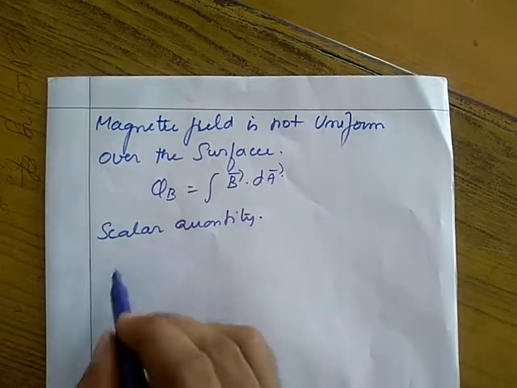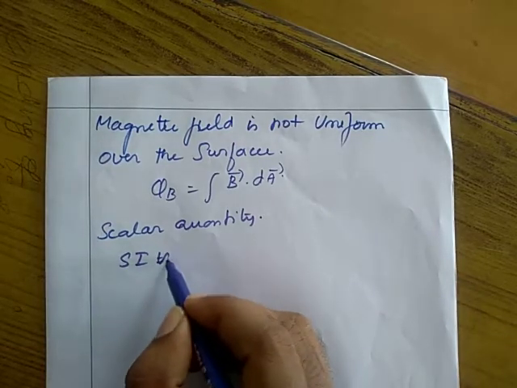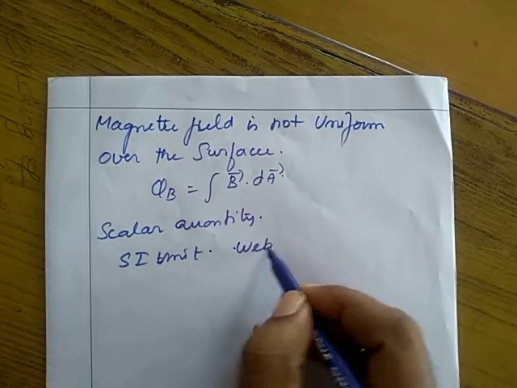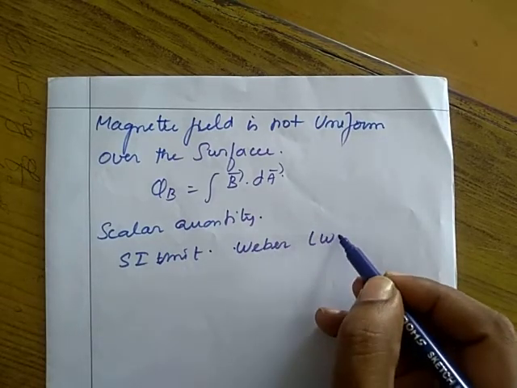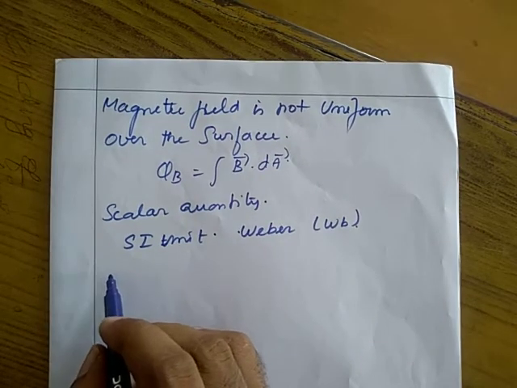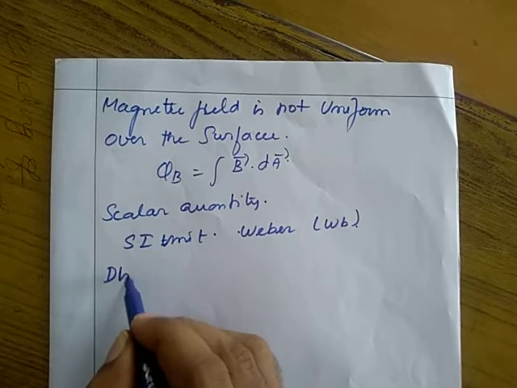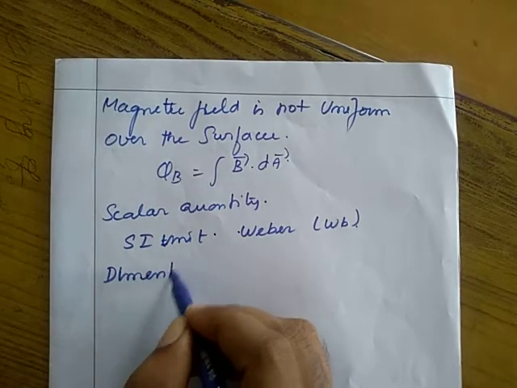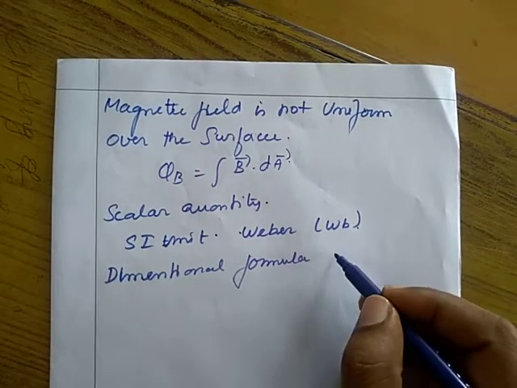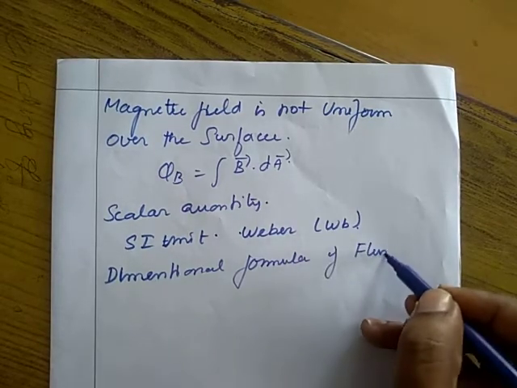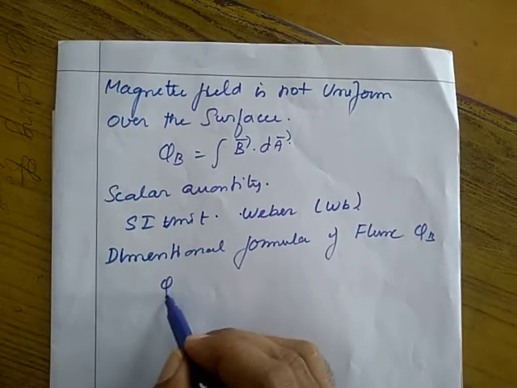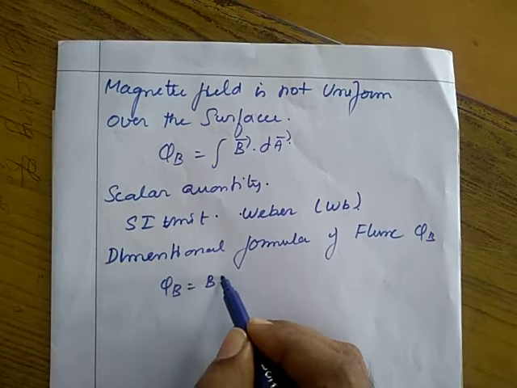The SI unit of flux is Weber, represented by the symbol Wb. We can also find the dimensional formula for magnetic flux, that is phi B. We know the formula, flux phi B is equal to BA.